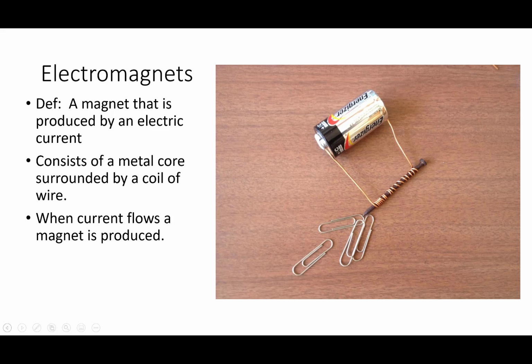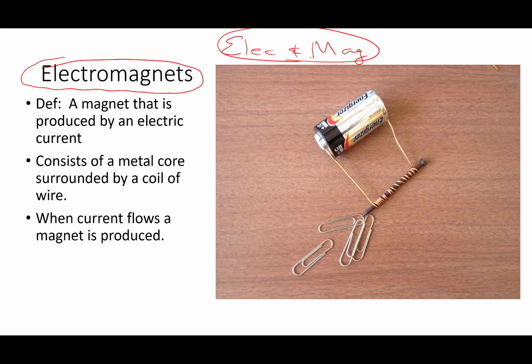Hi, folks. This time we're going to talk a little bit about electromagnets. We've been talking about the relationship between electricity and magnetism, and one of the niftiest illustrations about this relationship are electromagnets. Now, an electromagnet is a magnet that is produced when an electric current flows through it.